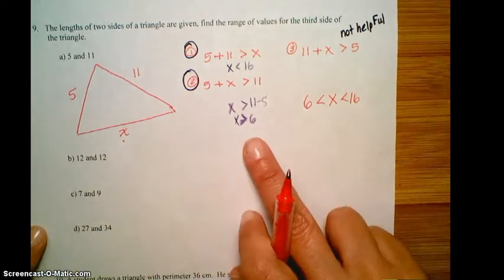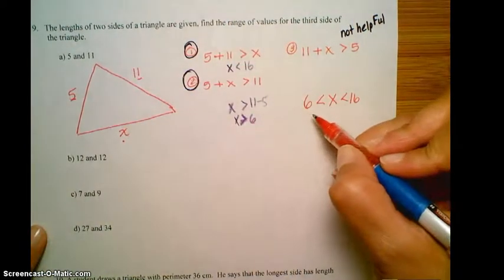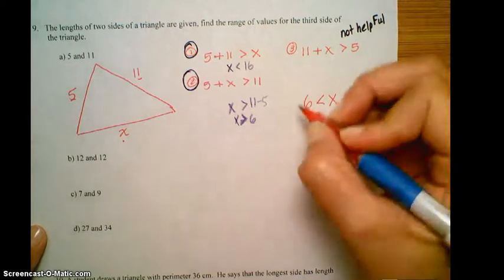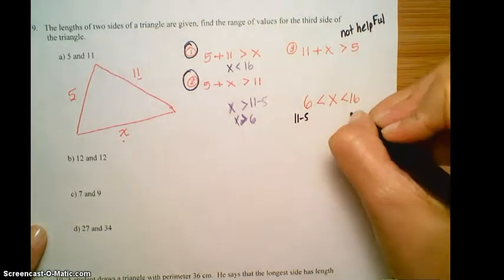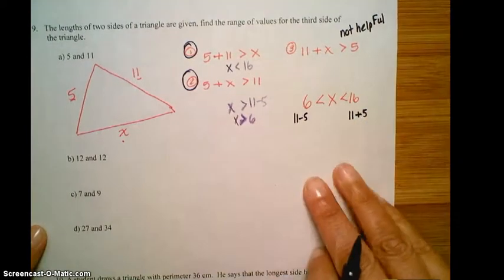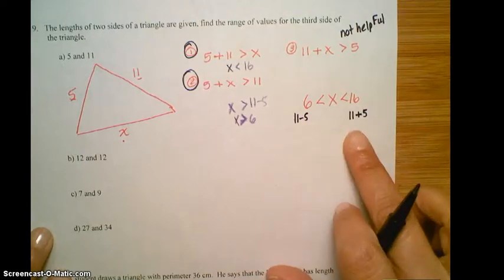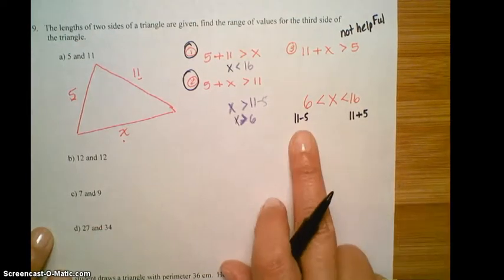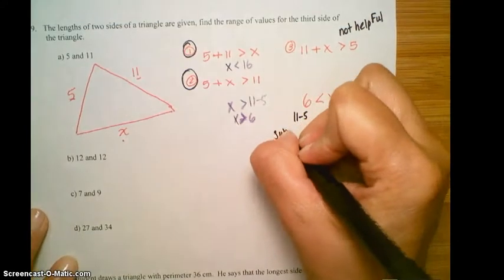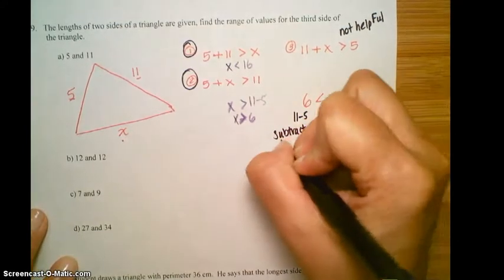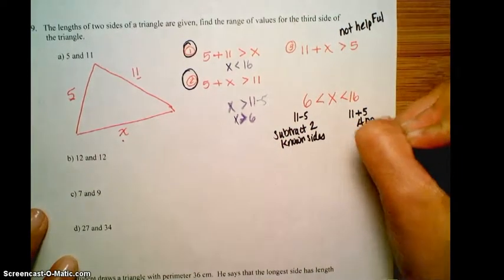I also want you to notice my two numbers were 5 and 11. Well, 6 is formed by taking 11 minus 5, and 16 is formed by finding 11 plus 5. That is no coincidence. The boundaries for your values on the third side will always be the difference of the two known sides and the sum of the two known sides. So this one is subtract the two known sides, and this one is add them.